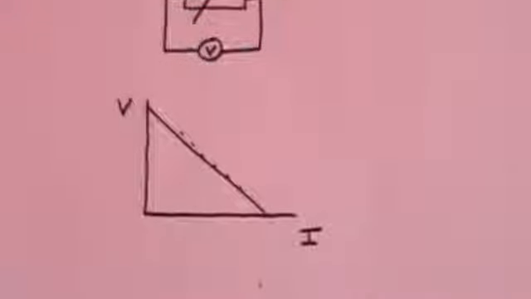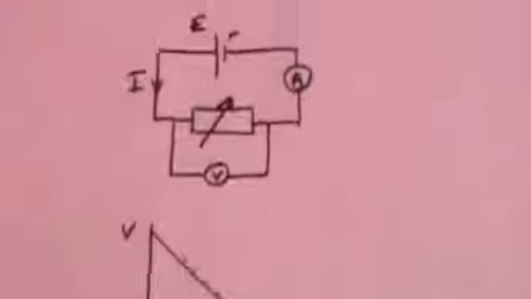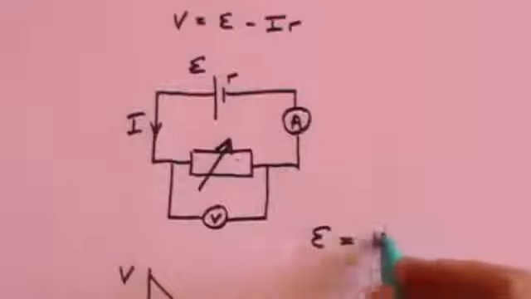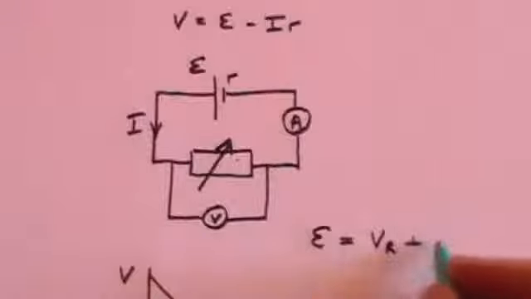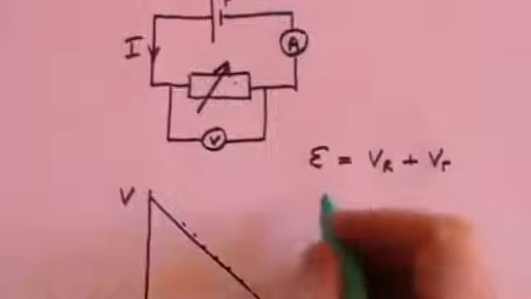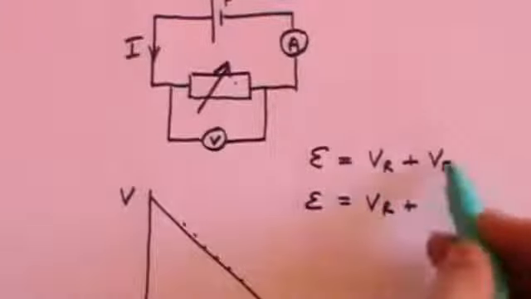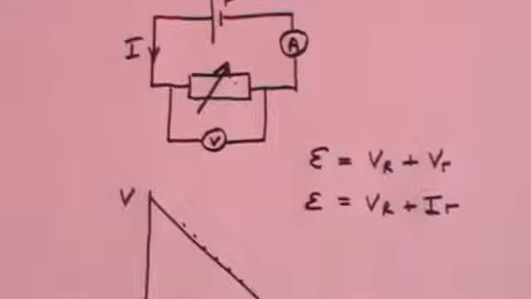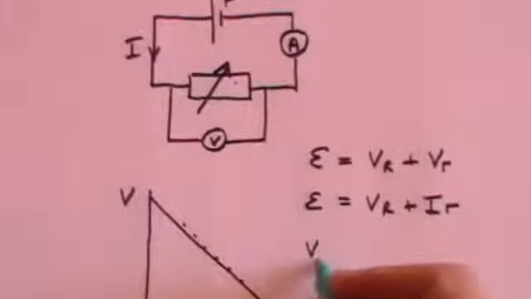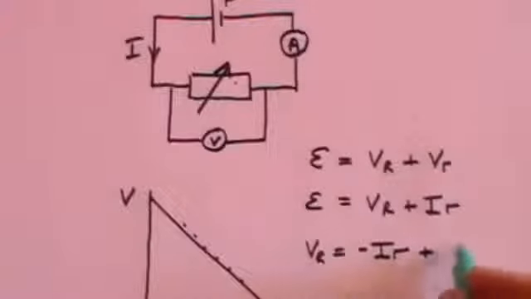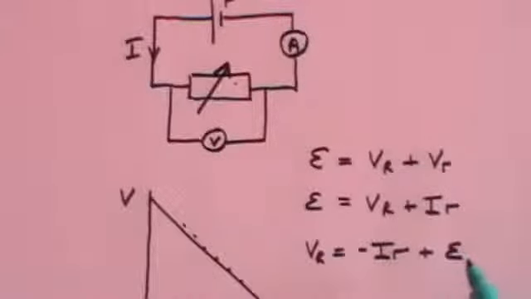Now, let's just remind ourselves what the formula is for this circuit here. We know that the total EMF E is going to be the potential drop across the resistance here, plus the potential drop across the actual battery itself. And that is equal to, E is equal to VR plus Ir, where r is the internal resistance. And I just want to rearrange that to say that VR is equal to minus Ir plus E, meaning the EMF, it has a sort of epsilon look about it.